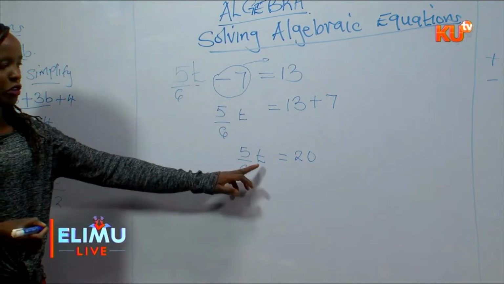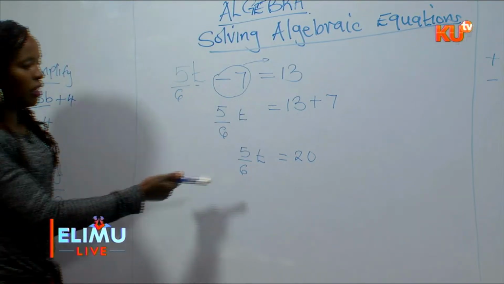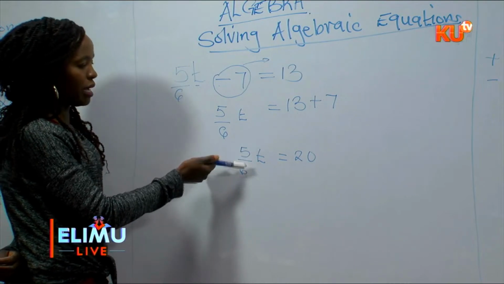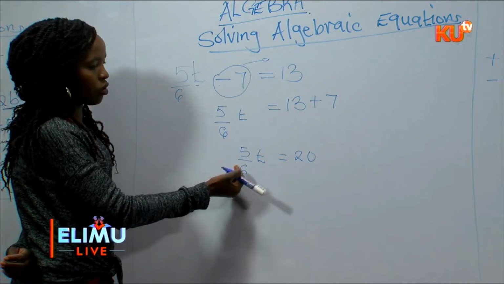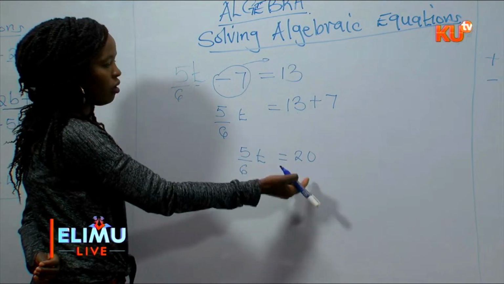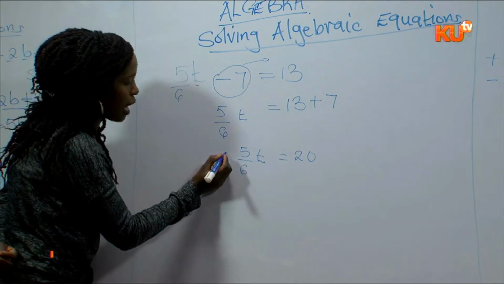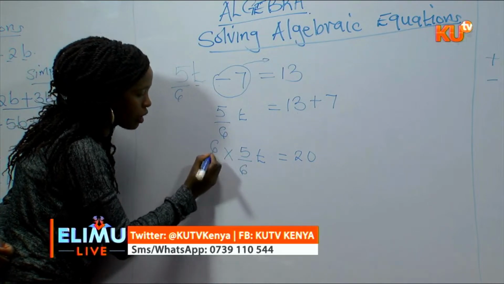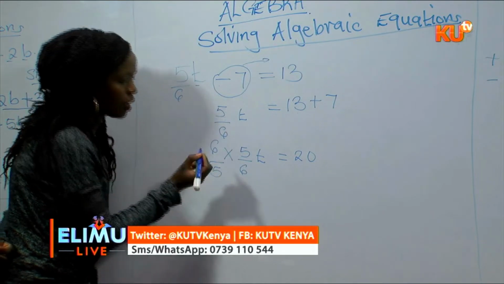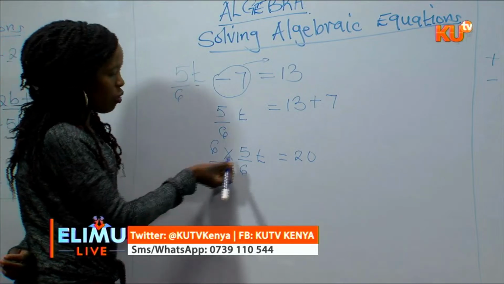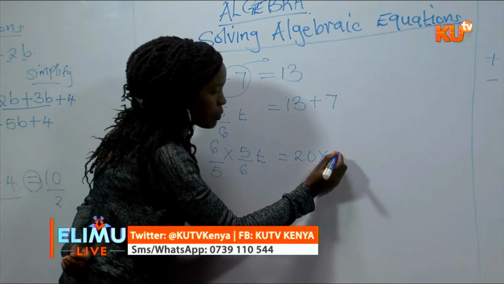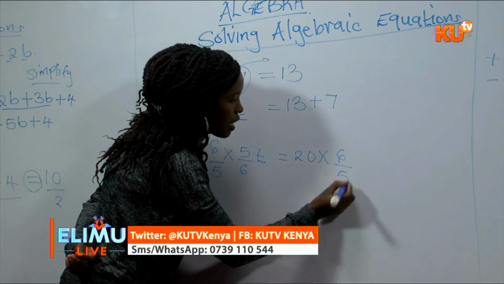I want to get the value of t. To get the value of t, this is a fraction, 5 over 6. So I want to remain with t on this side so that I can have the value of t on the other side. So on this side, I'm going to remove this fraction by multiplying by the reciprocal. Whatever you do on this side, you do on the other side. So this side you multiply by 6 over 5.